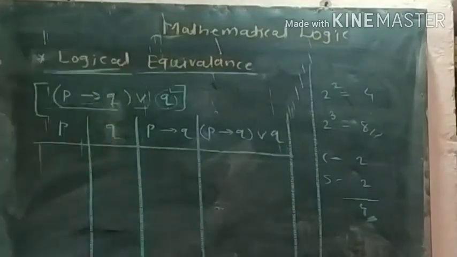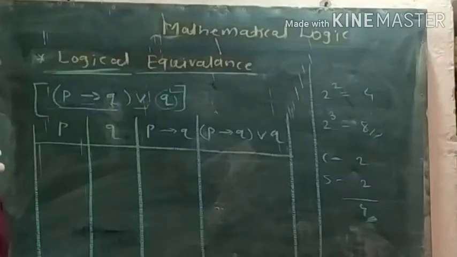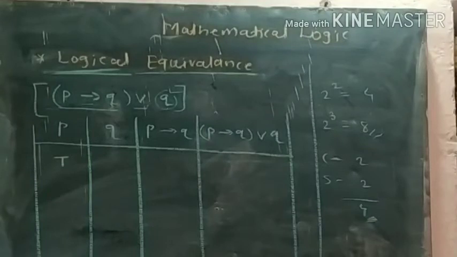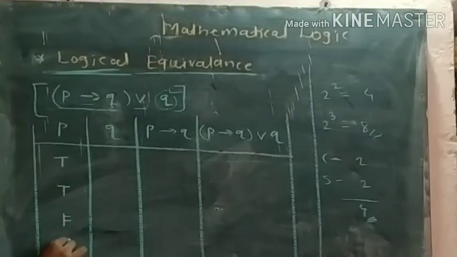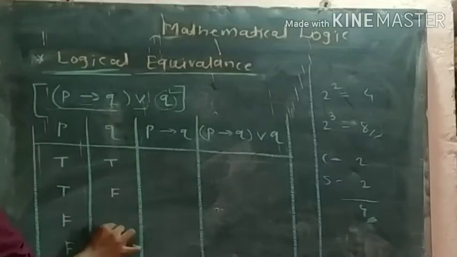So it is a standard table. If there are two statements, then the number of rows is equal to 4. So we have the number of possibilities. If the first statement has values, it is T, T, F, F. Again, the possibility of Q is T, F, T, F.